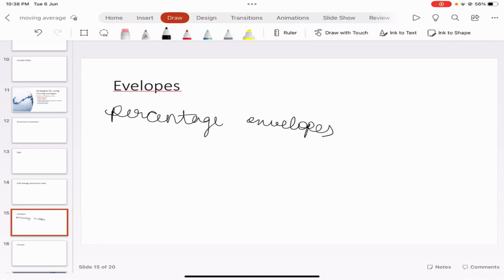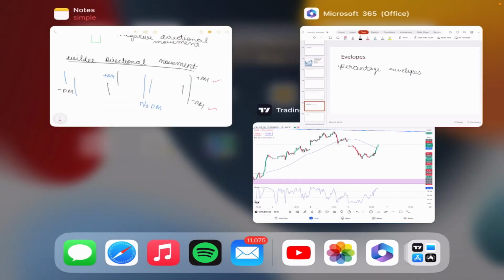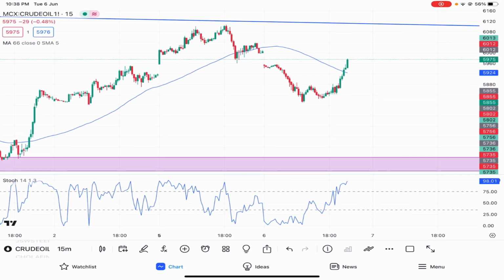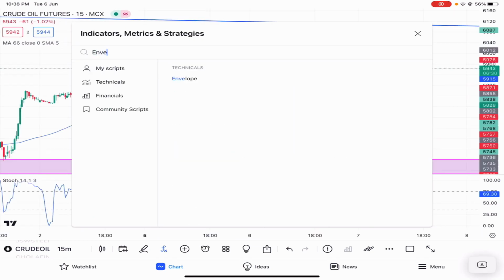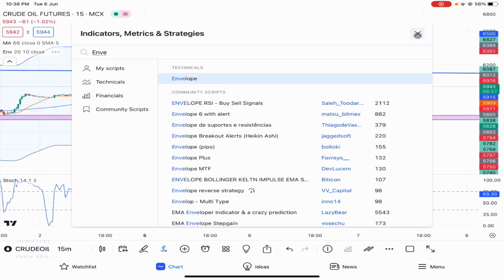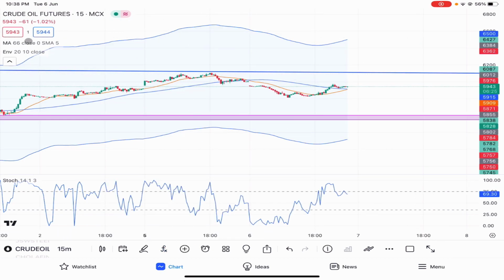Again, let's read what exactly an envelope is. It is calculated by taking a percentage of the moving average and plotting it above and below the moving average. So a percentage filter or percentage envelope basically takes a percentage of the moving average, and it is displayed above and below the moving average. To understand it better, let's just plot it on a graph. Let me check if it's there on TradingView. If you look at this now, the moving average is over here.